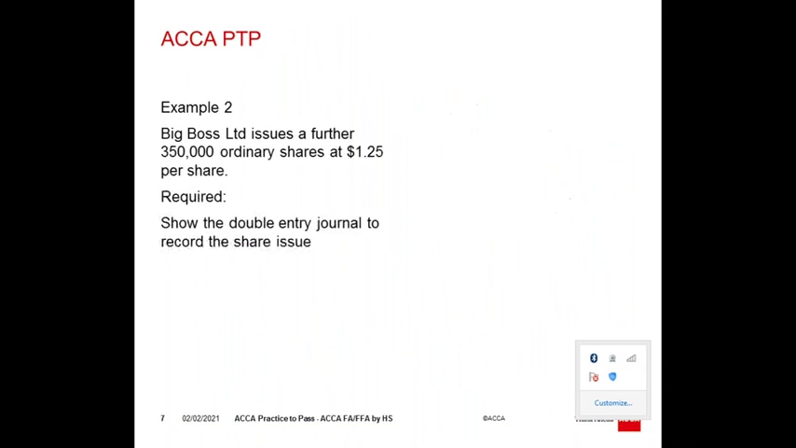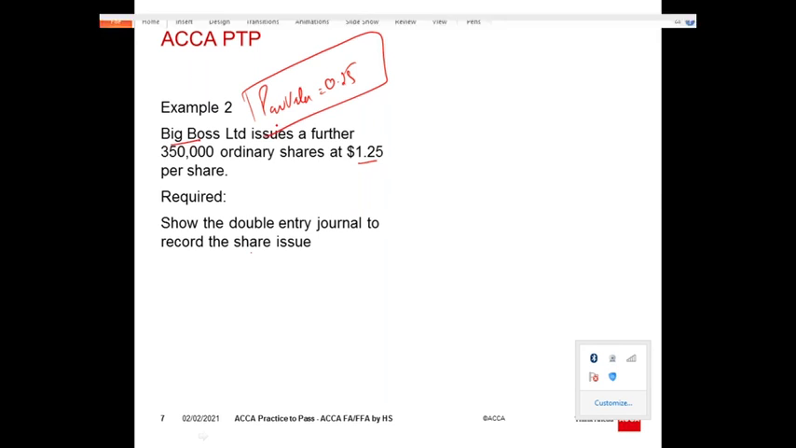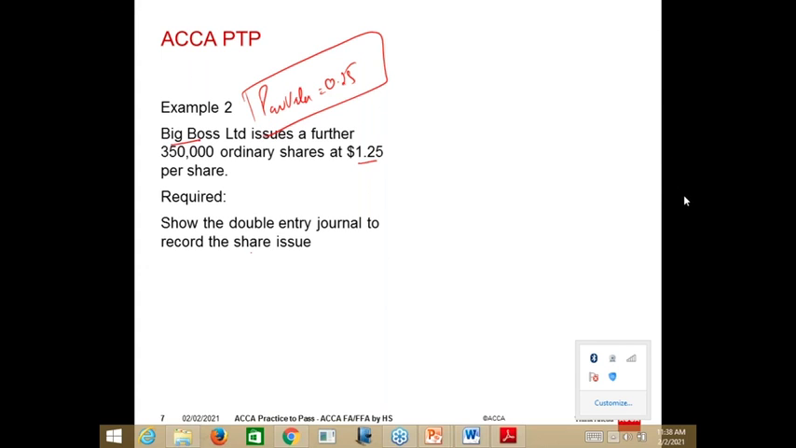So moving on to the next slide. Yes, you can see here, we are discussing the same company, Big Boss, having a par value of 0.25, but it is going to issue its shares at a price of $1.25 per share. So there will be a premium of exactly $1. Initially, shares might be issued at the par value, but usually shares are issued above the par value, even at the initial stage.